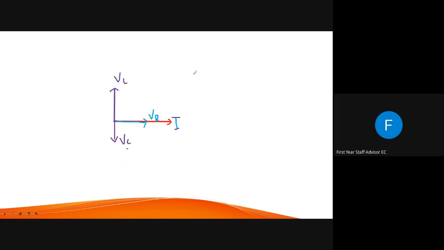So I have drawn VL in such a way that the length of the phasor is greater than the length of VC.